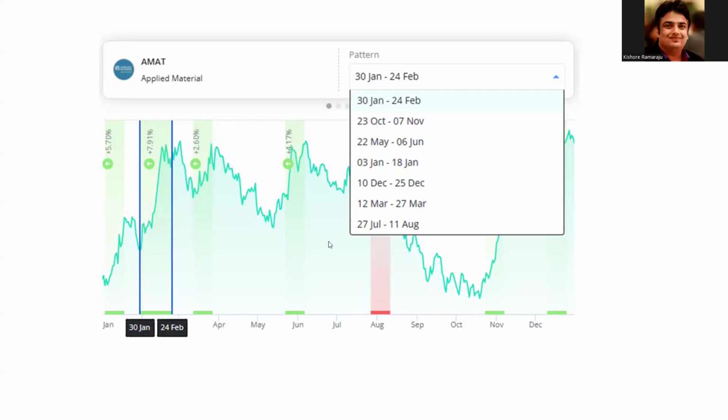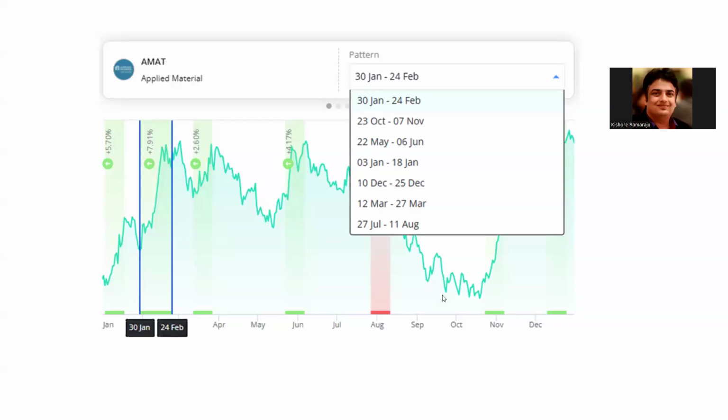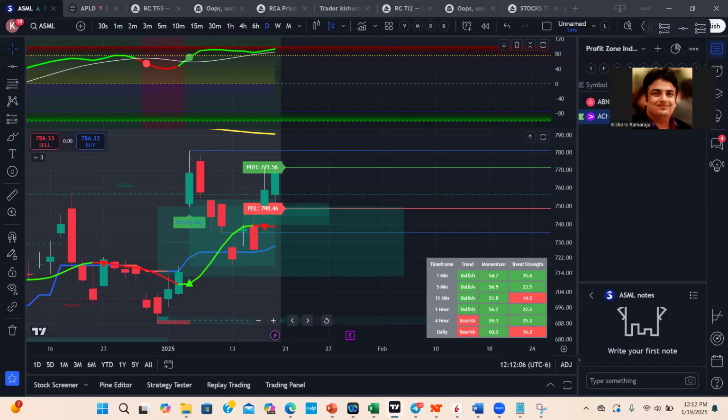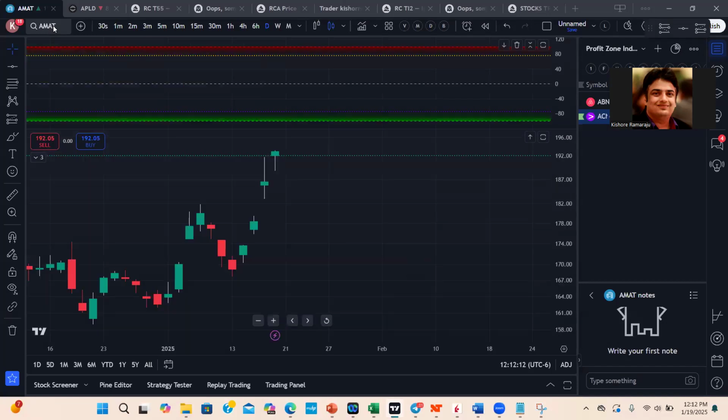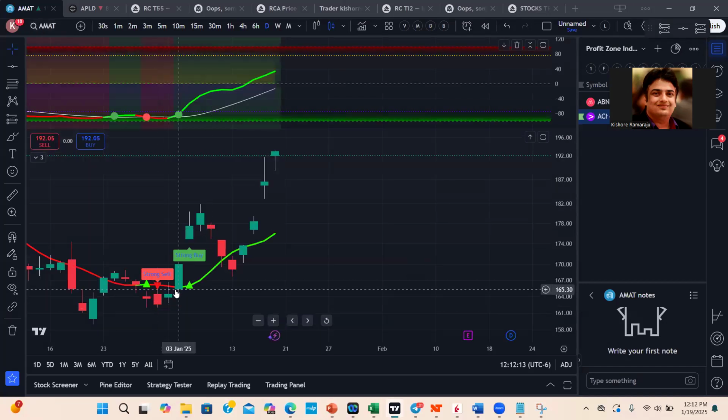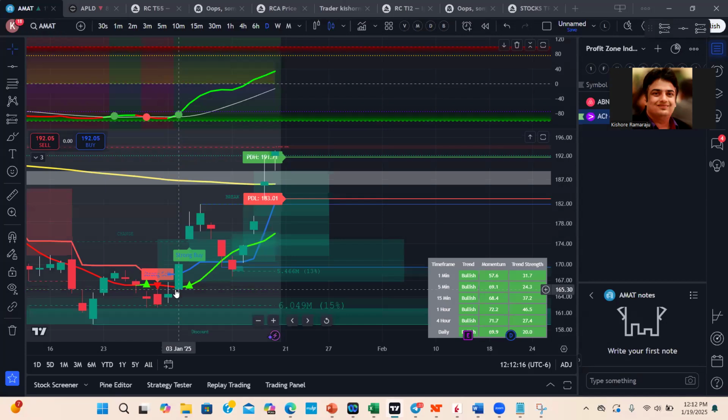So now let's go to our trading view and check this, right? Whether how the stock performed. So if I go here, right, I'm going to trading view. I'll check for Amat. So if you see here, right, approximately from 3rd Jan, stock was around $165 and it went all the way up to $192 now, right?